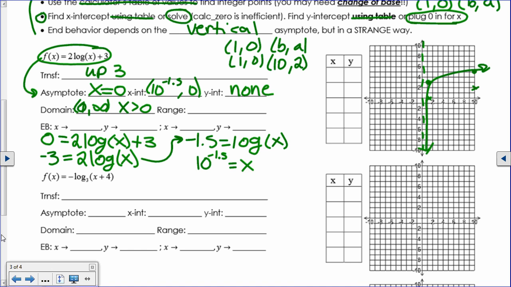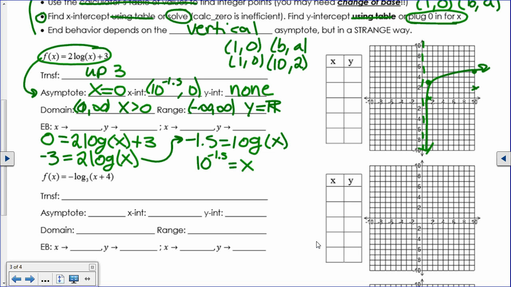Alright, what's the range? All real numbers. Isn't it going down forever? Isn't it also going up forever? Gradually, but yes. So this one's all real numbers. So we write all real.